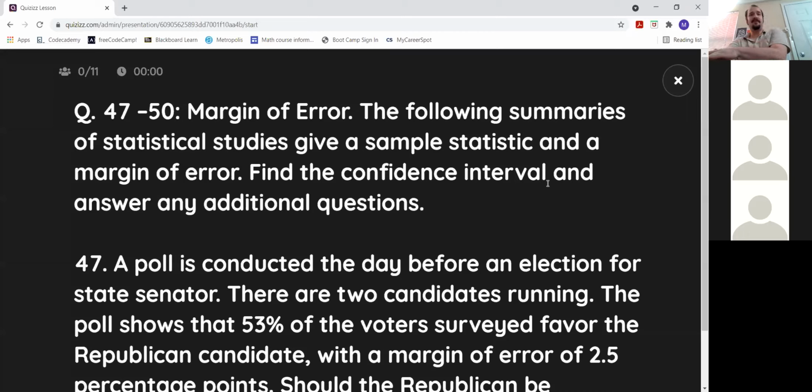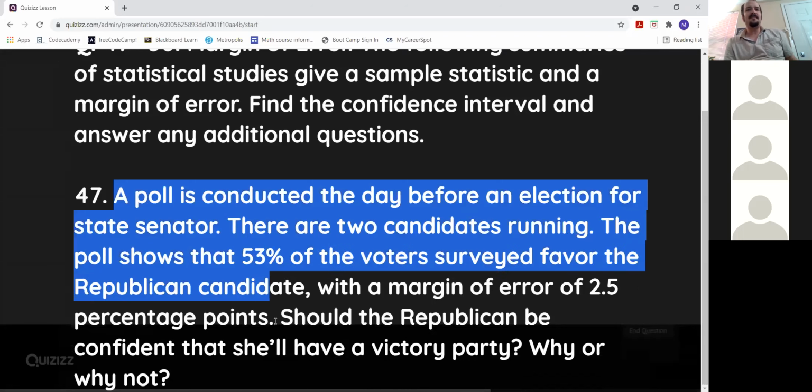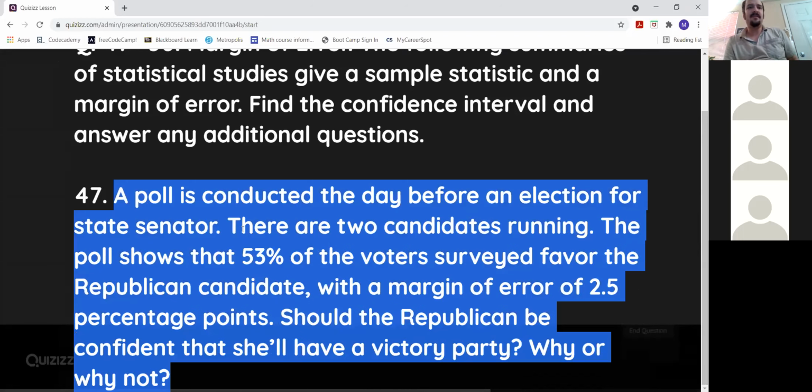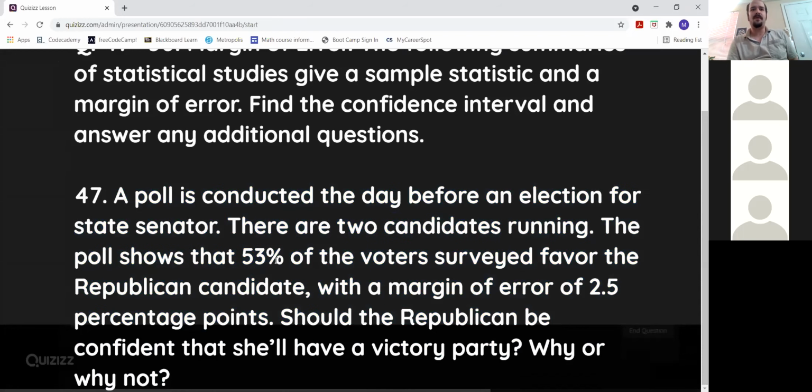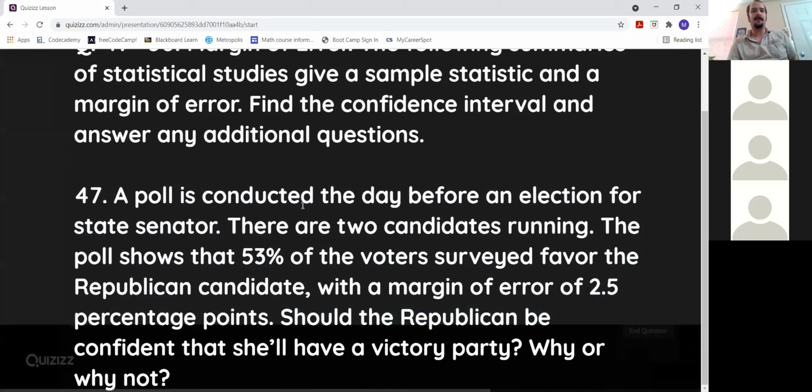Margin of error. The following summaries of statistical studies give a sample statistic and a margin of error. So find the confidence interval and answer any additional questions. A poll is conducted the day before an election for the state senator. There are 2 candidates running. The poll shows that 53% of the voters surveyed are for the Republican candidate with a margin of error of 2.5 percentage points. Should the Republican be confident that she'll have a victory party? Why or why not?